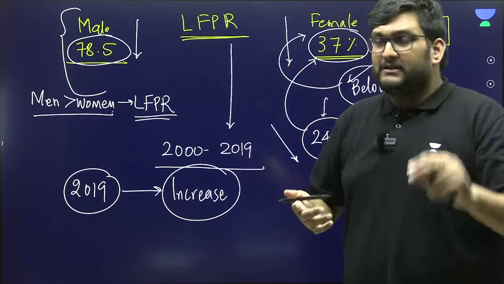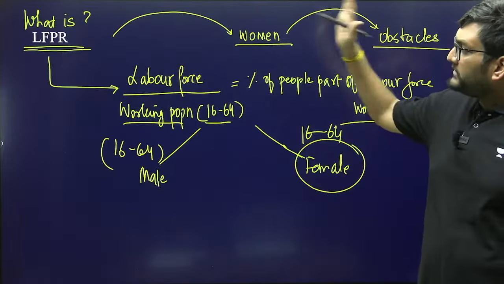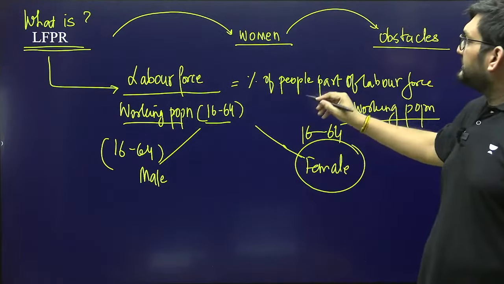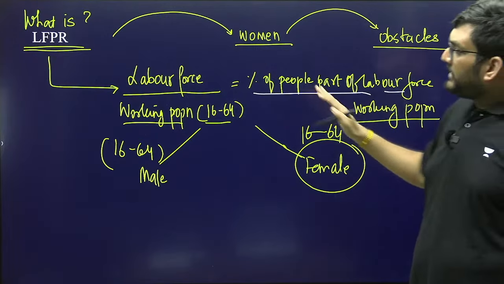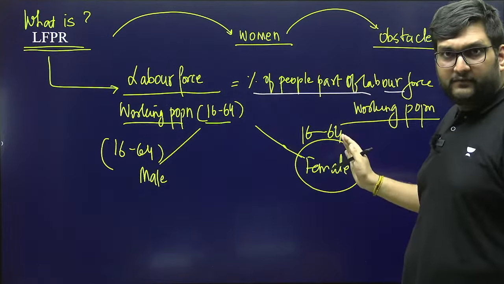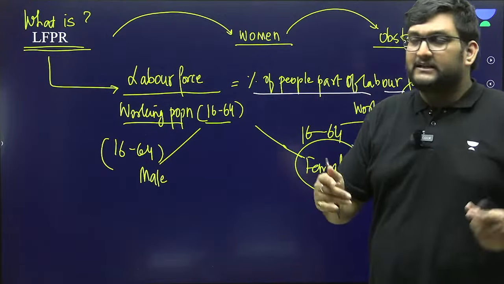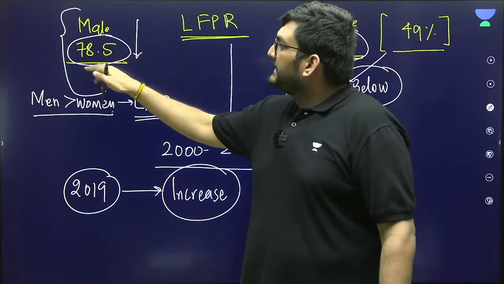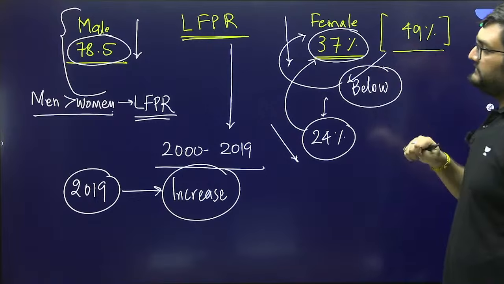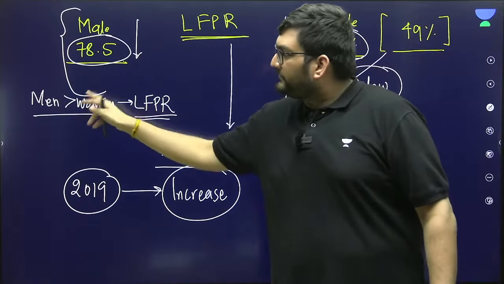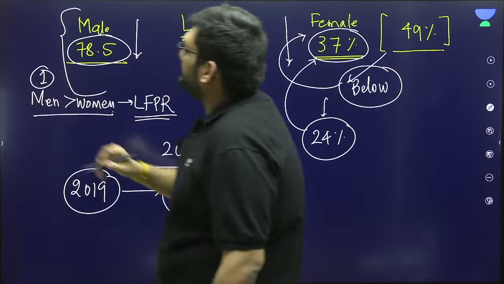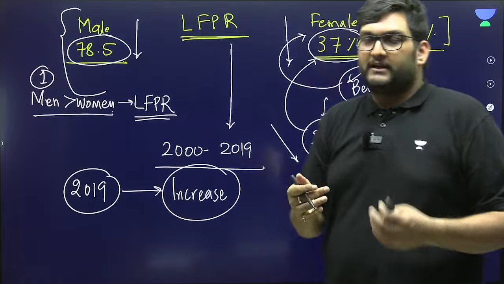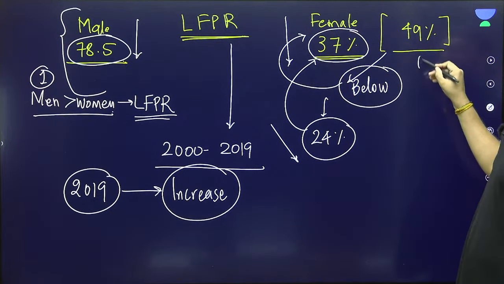So what we've established till this point is what labor force participation rate is, which is labor force divided by working population, which gives us the percentage of people as part of the labor force. We can divide it into two parts, male and female, according to the data as per gender. When we look at the gender rates, we see male 78.5%, female 37%. And over and above that, we have come to the first conclusion, which is important for your examination: in labor force participation, men outnumber women, which is mostly seen in economic indicators. And second, we are below the world average also.